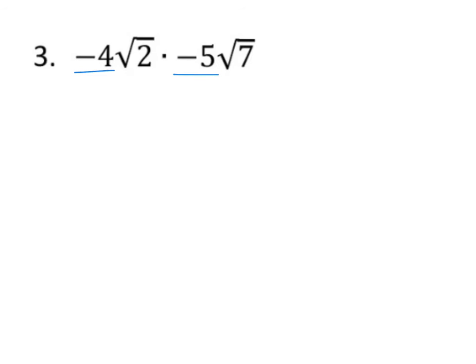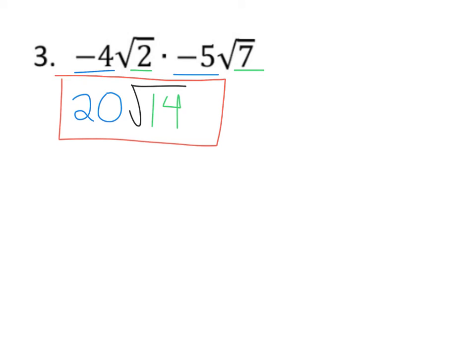Outside times outside is outside. Negative 4 times negative 5 makes 20. Bring down that square root. Inside times inside equals inside. 2 times 7 is 14. That is the most simplified version that we can have. So 20 square root 14 is the final answer.